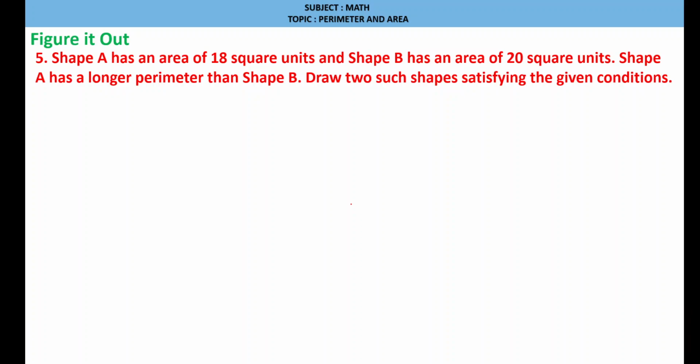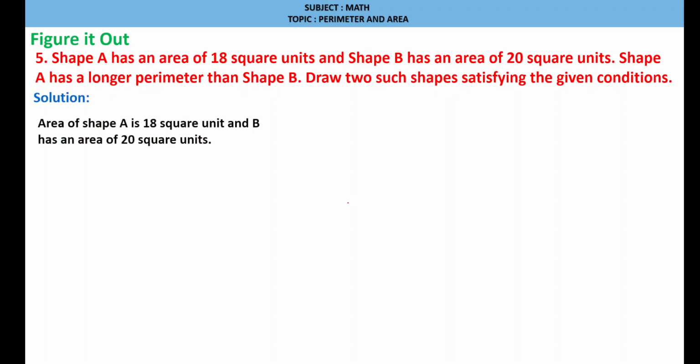Figure it out. Question number 5. Shape A has an area of 18 square units and shape B has an area of 20 square units. Shape A has a longer perimeter than shape B. Draw two such shapes satisfying the given conditions. Let us see here. The area of shape A is 18 square units and B has an area of 20 square units as per the given problem.